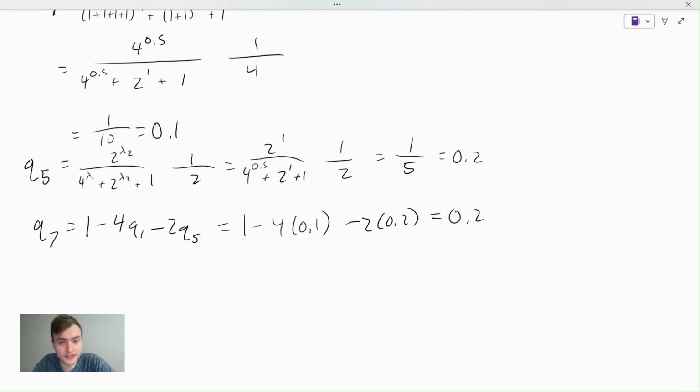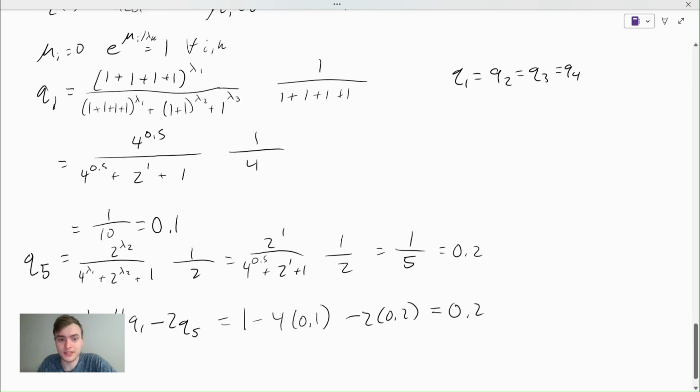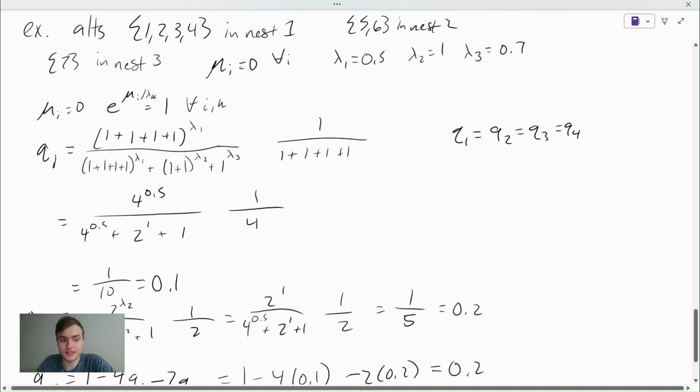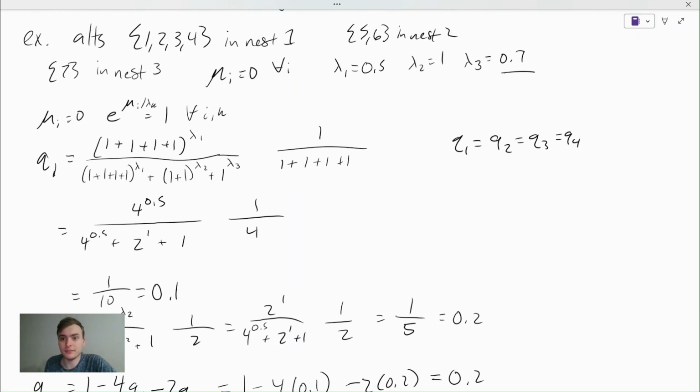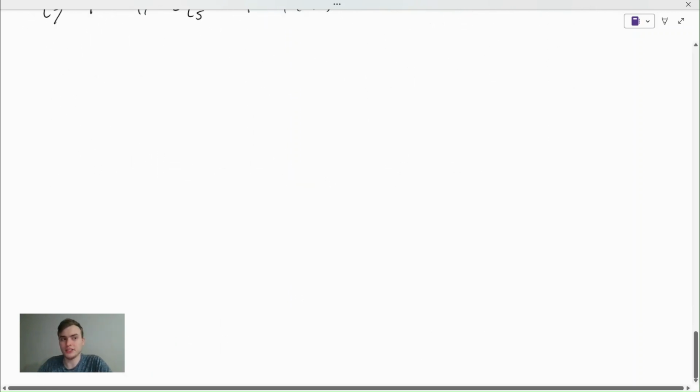It's in a nest by itself. It has the same probability as Q5 by coincidence because the dissimilarity parameter is lower. Even though it's in a nest by itself, it is not more likely to be chosen.